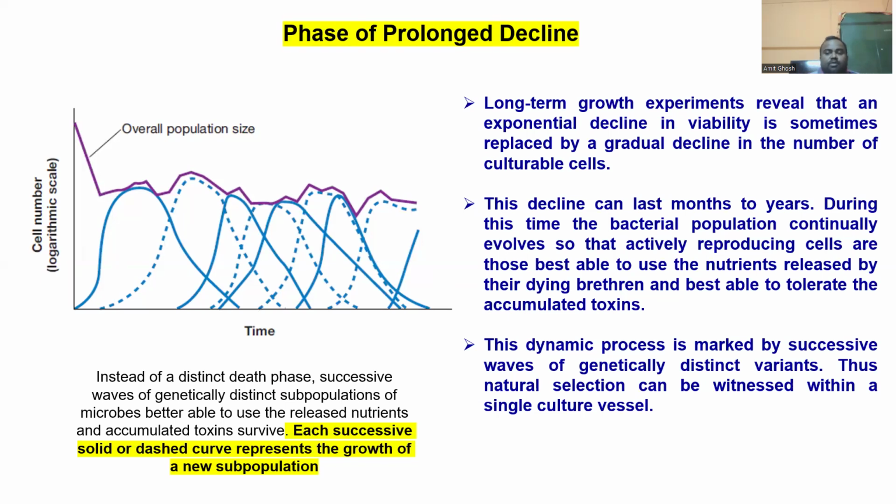And this dynamic process is marked by successive waves. Look at the pictures; you can see there are successive waves of genetically distinct variants. And thus natural selection can be witnessed within a single culture vessel. So instead of a distinct death phase, we can see successive waves of genetically distinct subpopulations of microbes better able to use the released nutrients and accumulated toxins survive. Each successive solid or dashed curve represents the growth of a new subpopulation.